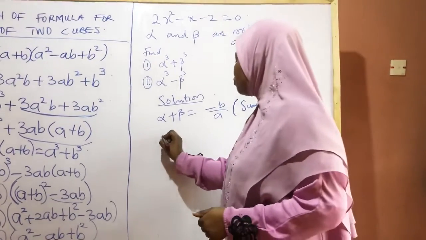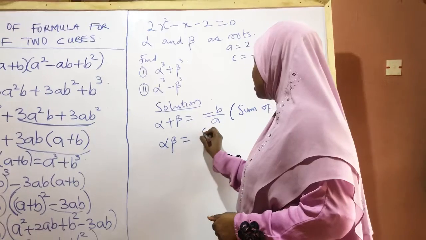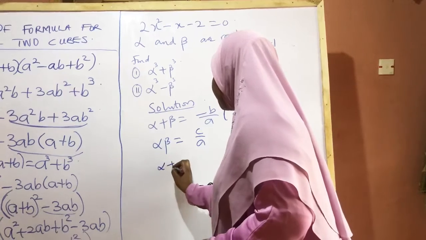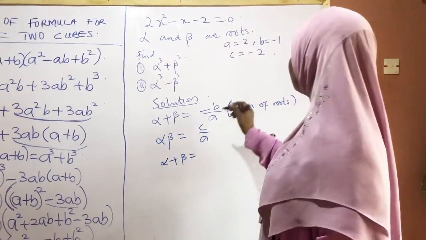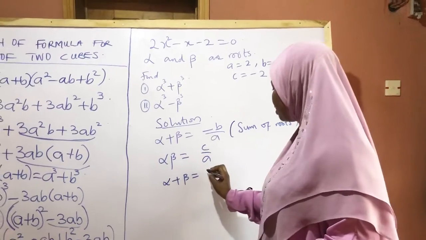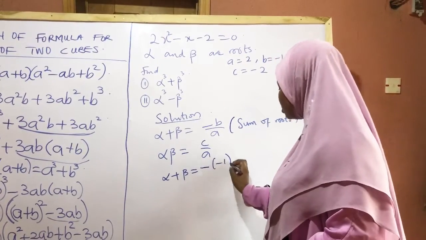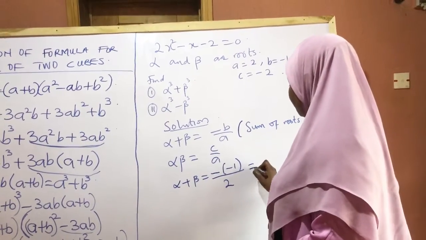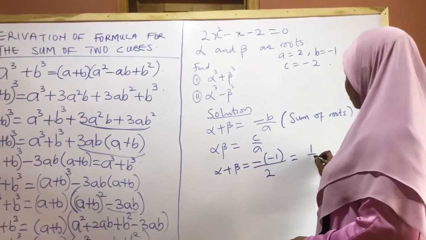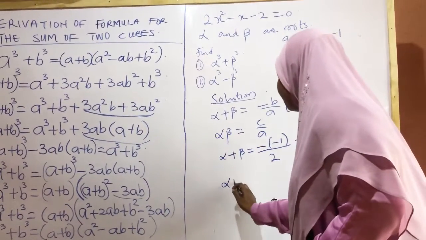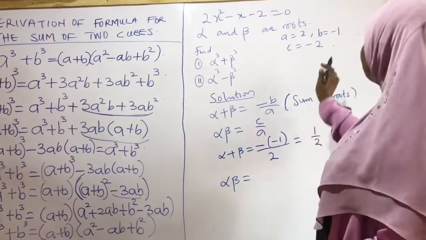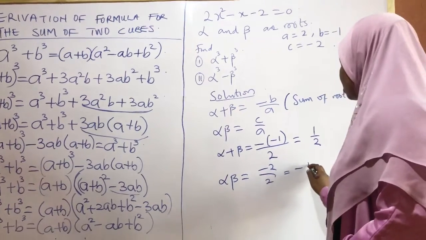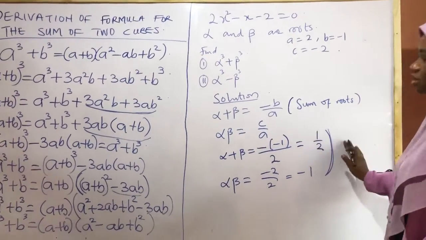Now, the product of roots alpha multiplied by beta will be c divided by a. So we need all this. Alpha plus beta will be equal to minus b divided by a. Here b is minus 1, so minus of minus 1 divided by a, which is 2. So alpha plus beta is equal to 1 over 2. The product of roots, alpha beta, will be c over a, that is minus 2 divided by 2, which is equal to minus 1. So you keep all this aside.